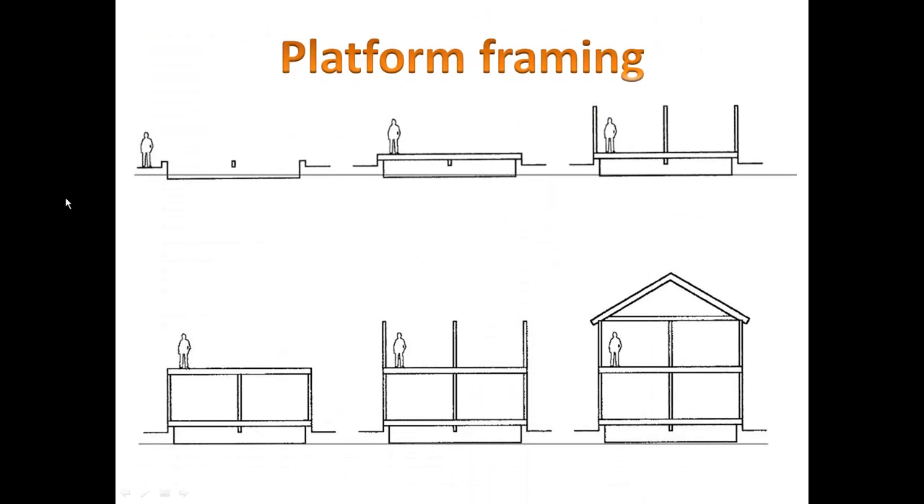Here's an illustration starting with the foundation. We build our platform, we've got our wall construction in columns, we build our other platform, second floor wall construction, build your roof on top, and you've got your enclosure. Pretty simple.